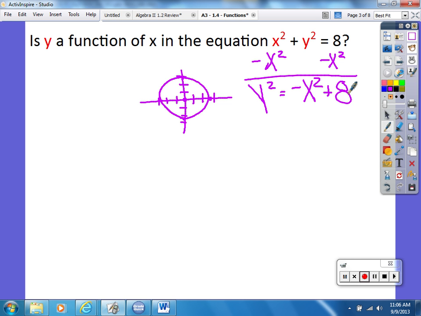Square root. I agree, Justin. That's right. Now when you take a square root, what do you have to put in front? Plus or minus. So I'm going to have y equals plus or minus the square root of negative x squared plus 8.